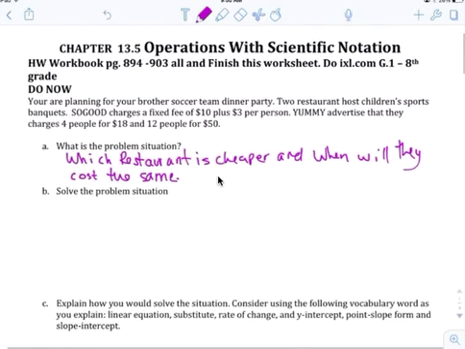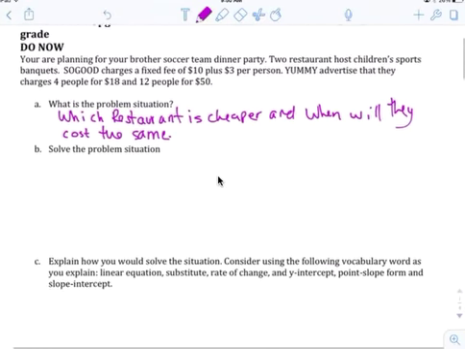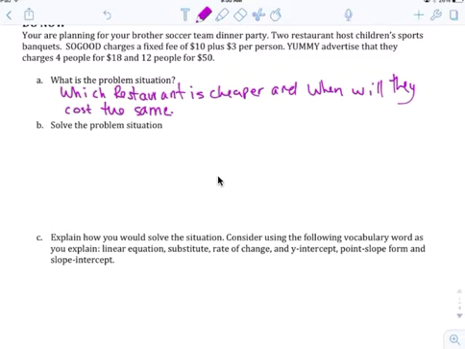The workbook should be pretty easy, I hope. If you know how to do IXL G.1, your homework should be okay, which is solve the problem situation.